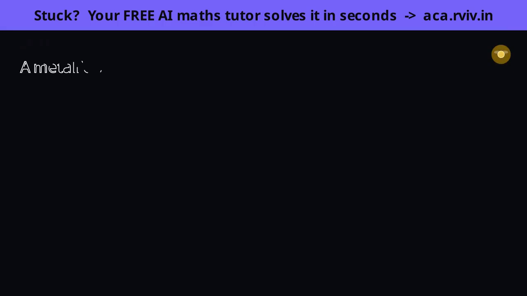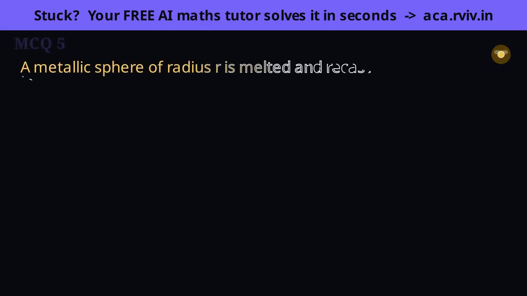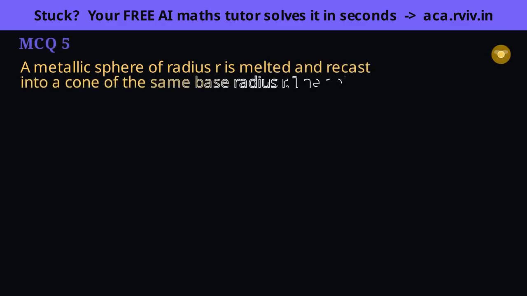The magic word is recast. Melting and reshaping never changes the amount of metal, so the volume is conserved. Set the sphere's volume equal to the cone's and solve for the new height.